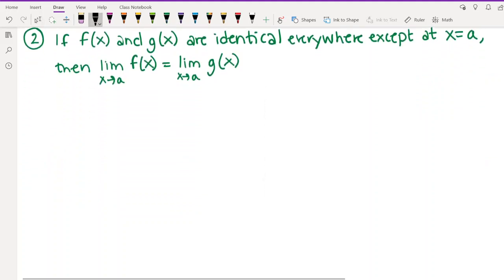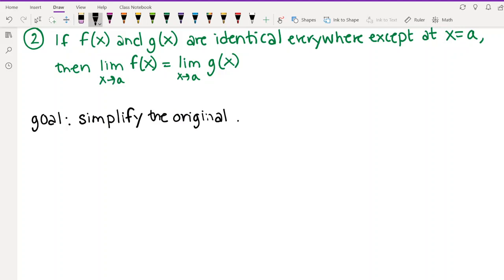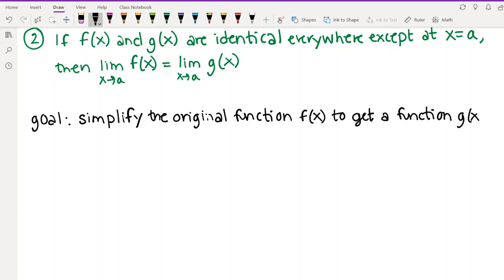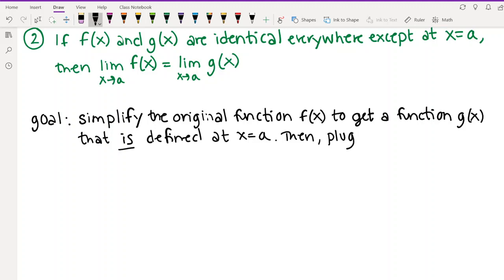So maybe I'll summarize that, and then I'm going to list out again the different algebraic methods that we'll be using, and we'll look at the second two that we didn't get to in the last video. So basically, your goal when evaluating limits is to simplify the original function f of x to get a function g of x that is defined at x is equal to a. And then once you do that, you can just plug x equals a into g of x, into the simplified version.